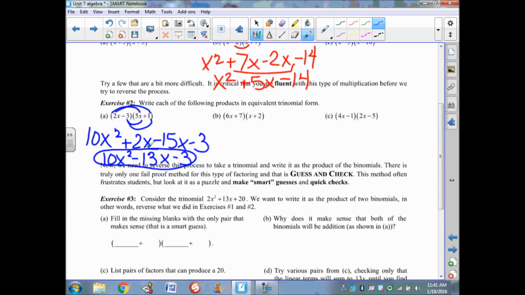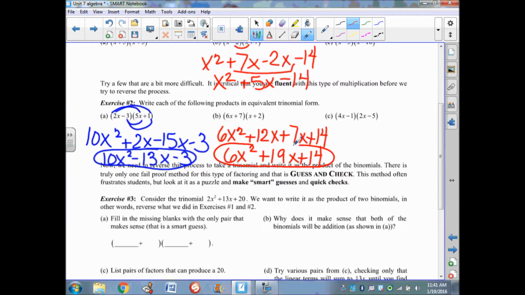Now I'm going to start to drop off some steps in this next one. Let's see if you can recognize what I'm dropping off. So 6x squared plus 12x plus 7x plus 14. And I get 6x squared plus 19x plus 14. Did you pick up what I dropped off to get that answer? Hopefully you said, oh, you just didn't draw the lines to show you're distributing. Now, see if you can pick up what I drop off in this last one.